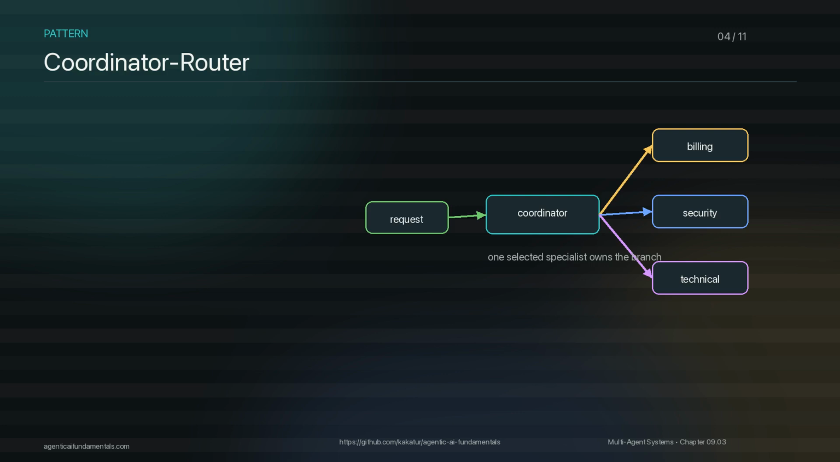The coordinator router pattern is the simplest multi-agent shape. One coordinator receives the task, chooses one specialist, and keeps responsibility for the workflow. In the code, a refund or charge request goes to the billing agent. The coordinator creates a handoff that says sender, coordinator, receiver, billing agent. Reason: request matched billing scope.